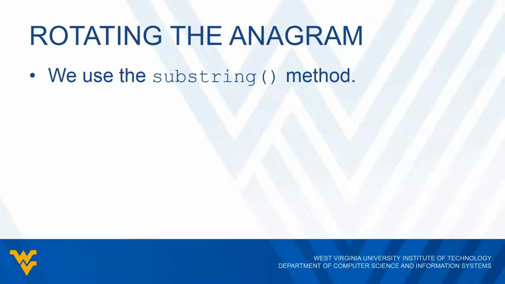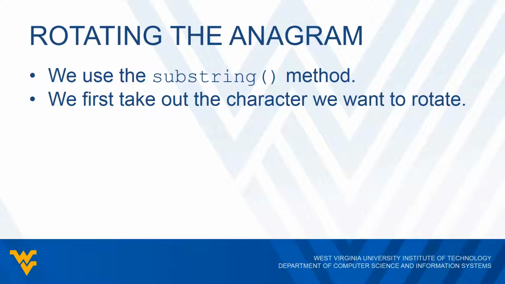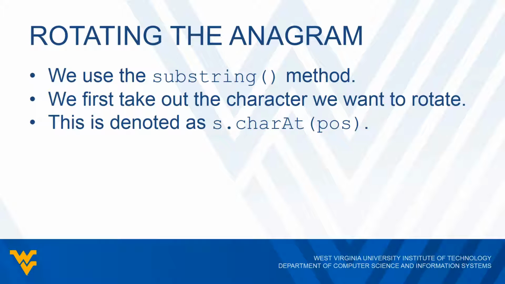Well, we're going to take advantage of the substring method. So remember what that does is it gives us a portion of the string based on our starting point and end point. So what we first want to do is take out the character that we want to rotate. So that takes care of the line where we had the s.charAt in some position. So our pos is a position that we get based on the length of the string minus the size. So that tells us what character we want to take out. So we get the character at that position.